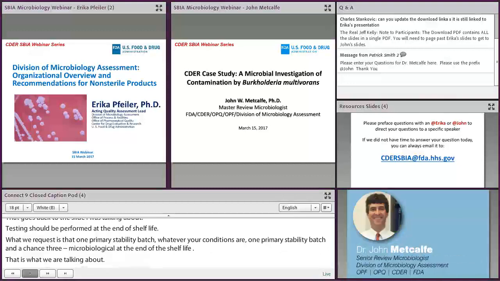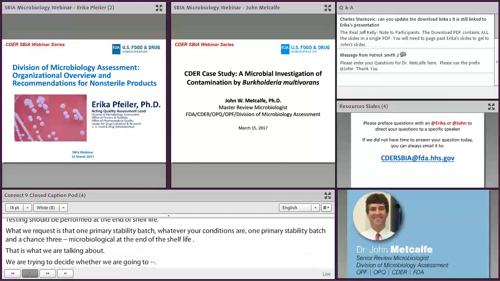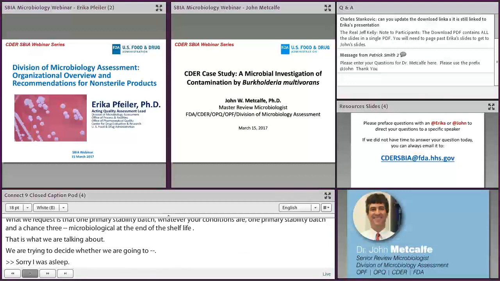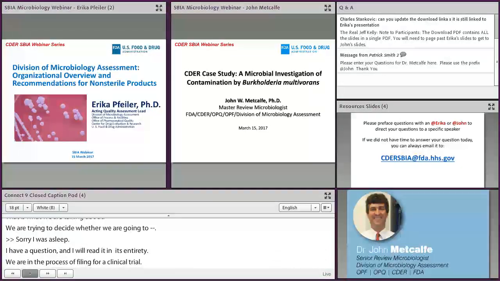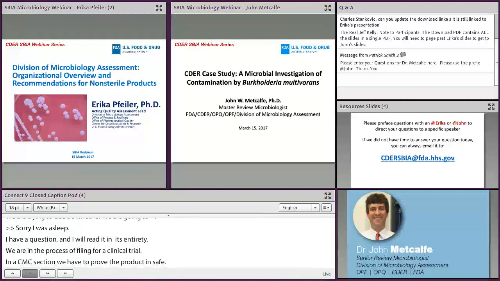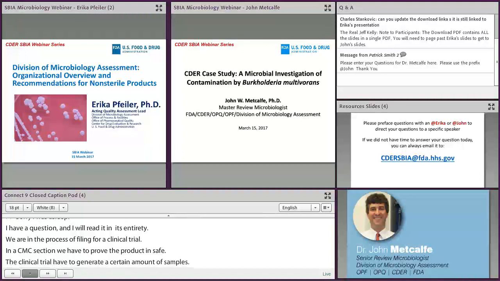Okay, so I have a question, and I'm going to read it in its entirety. We are in process of IND filing for a clinical trial. In a CMC section, we have to prove that the product is safe. For the clinical trial, we have to generate a certain amount of clinical grade samples. And the question is, if my process takes 10 steps and each step is passed by quality control, do you suggest validation should be done in last stage or every step in quality control testing?